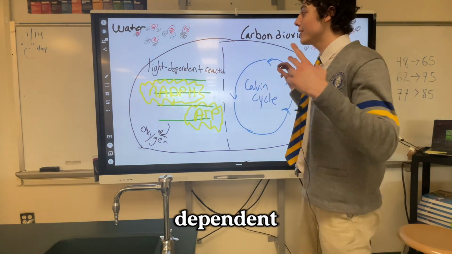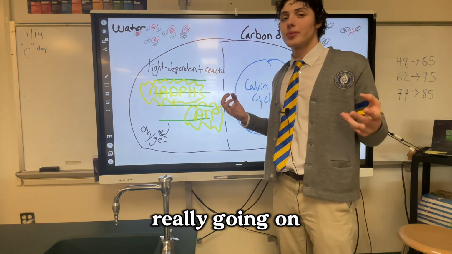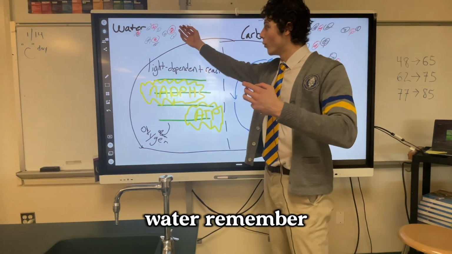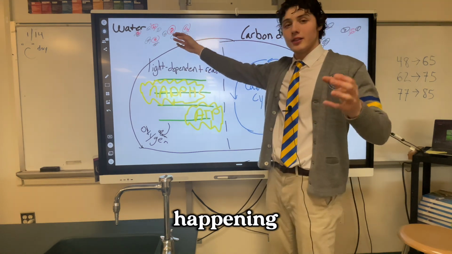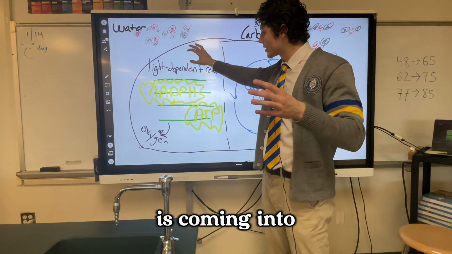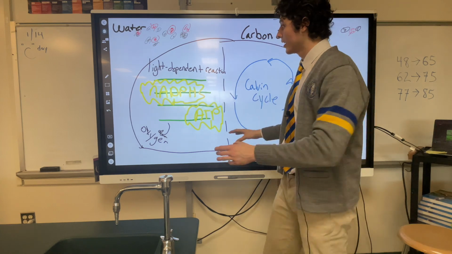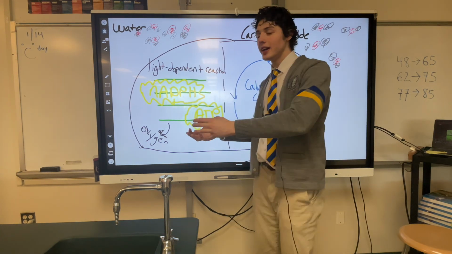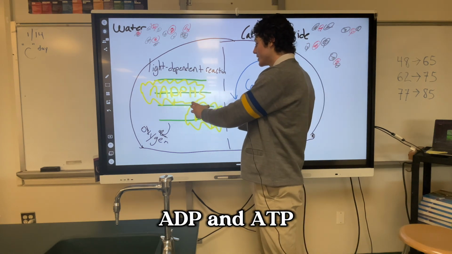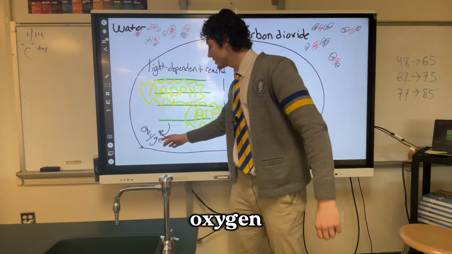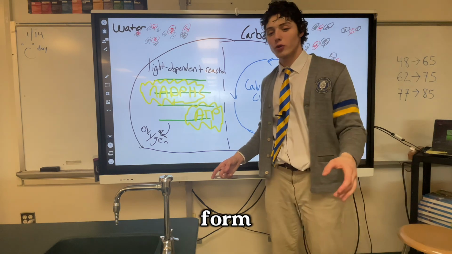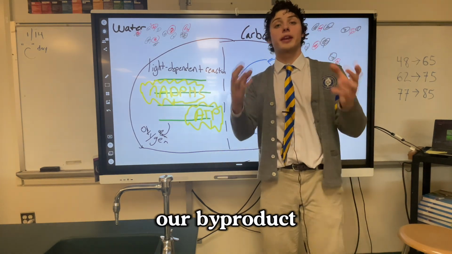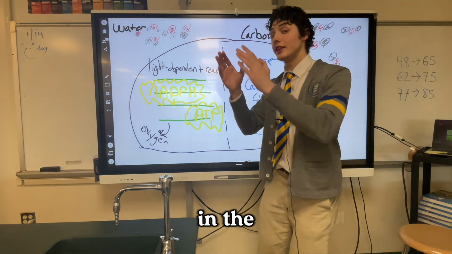So in this light-dependent reaction, what is really going on? All that's happening here is we have this water. Remember, this is what's happening in this equation. This hydrogen is coming into the thylakoid, and it's mixing with the light, and it's producing NADPH and ATP, and it's giving oxygen as a byproduct. So remember that photosynthesis formula? If you don't remember this, what do we have? We have hydrogen, and what was our byproduct? Oxygen. So that is exactly what's happening in the photo part.